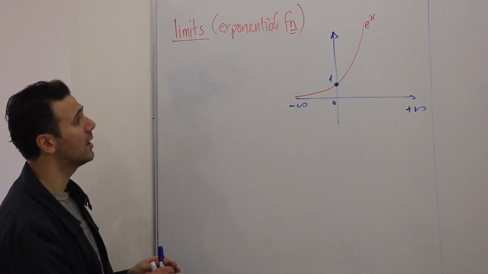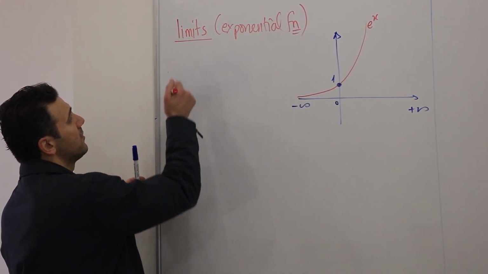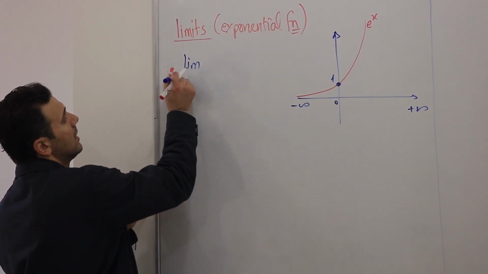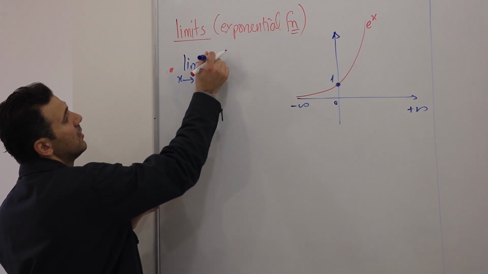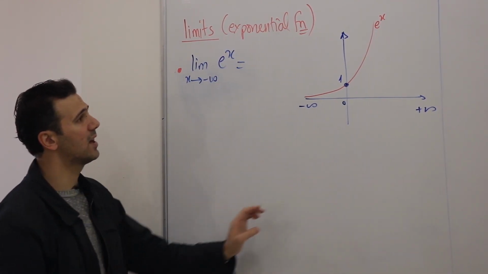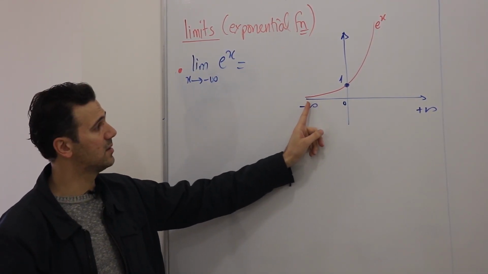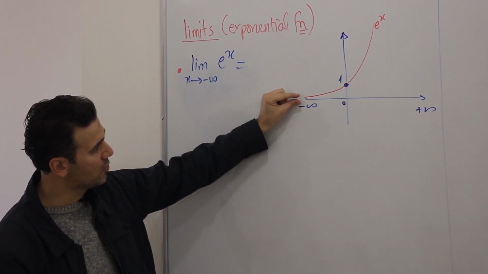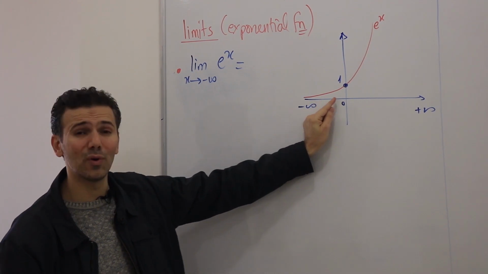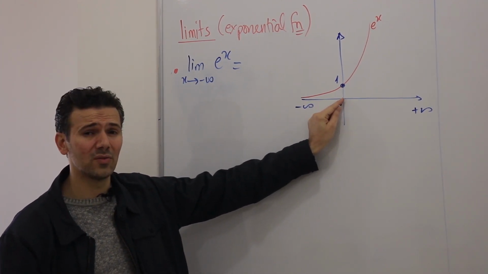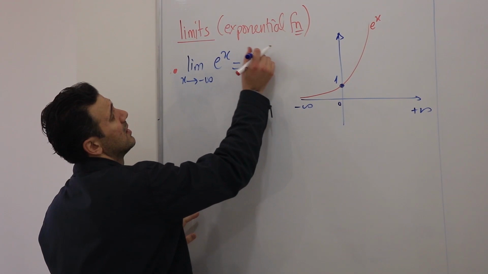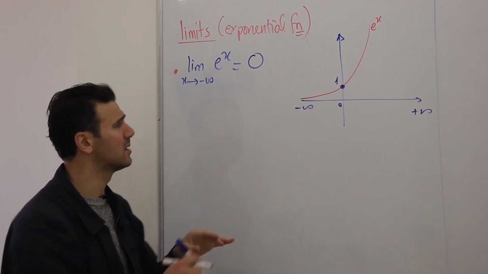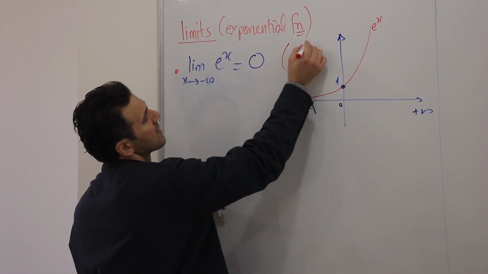Anyway, let's see the first limit, as x tends to minus infinity of e^x. Look at the curve. You can easily see that as x tends to minus infinity, the value of e^x is very, very small. It's near 0, so the limit will be 0. So we say that e^x tends to 0. In fact, it is 0 plus.